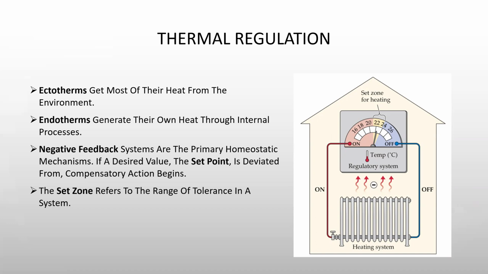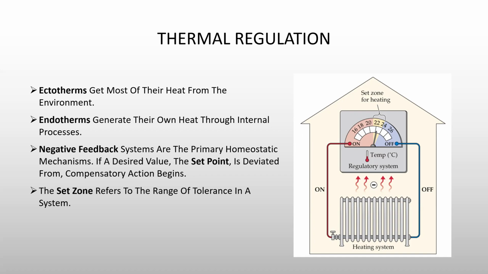Okay? Both of these are regulated, though, by negative feedback systems. Okay, and they are the primary homeostatic mechanism. It's much like a thermostat that you have at home. So that's why I put the figure on the right-hand side there. Okay. If a desired value, which is the set point, is deviated from, then compensatory actions begin. So if your house goes below the set point, then the furnace turns on. Once it gets past the set point or the set zone, then it's going to turn off.